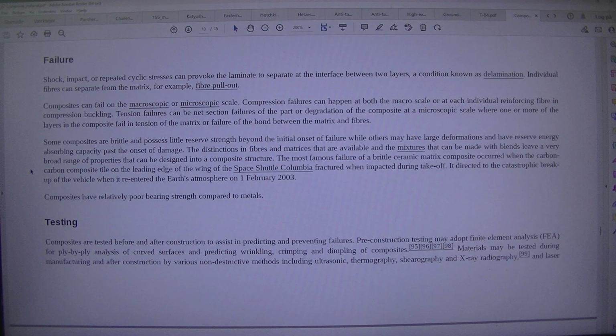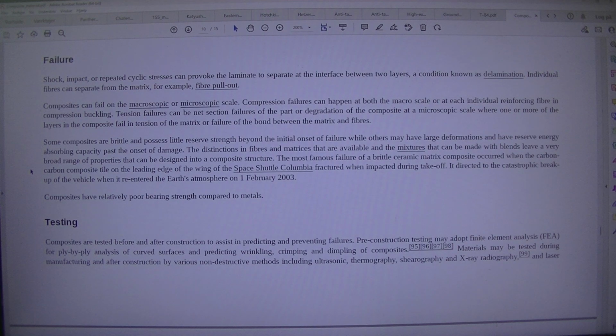The most famous failure of a brittle ceramic matrix composite occurred when the carbon-carbon composite tile on the leading edge of the wing of the Space Shuttle Columbia fractured when impacted during takeoff. It led to the catastrophic breakup of the vehicle when it re-entered the Earth's atmosphere on the 1st of February 2003. Composites have relatively poor bearing strength compared to metals.